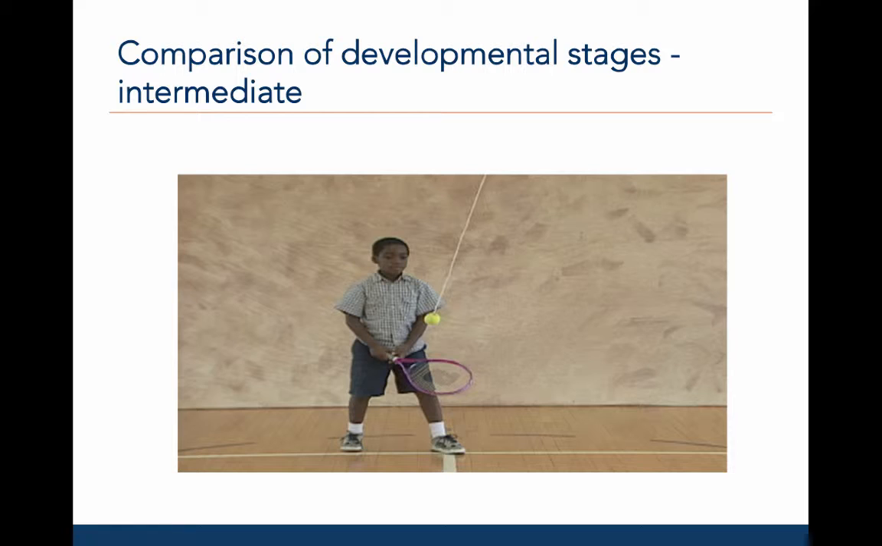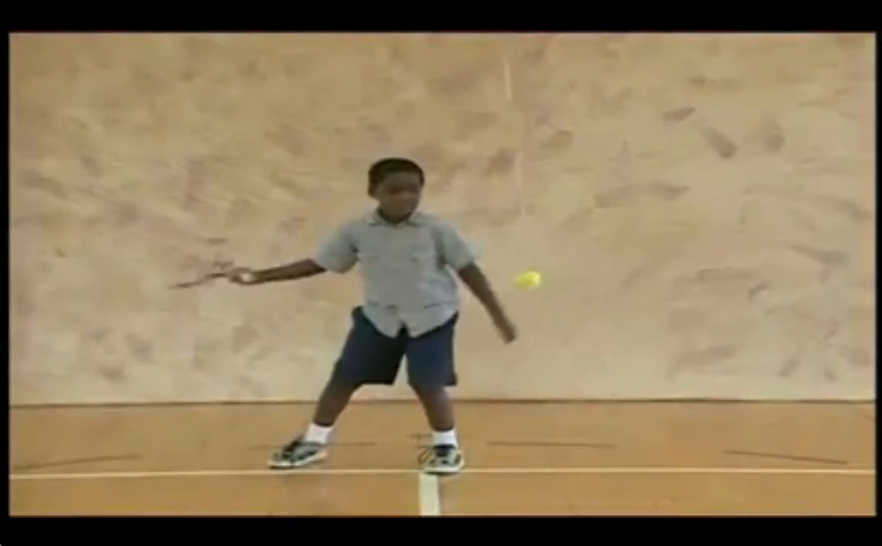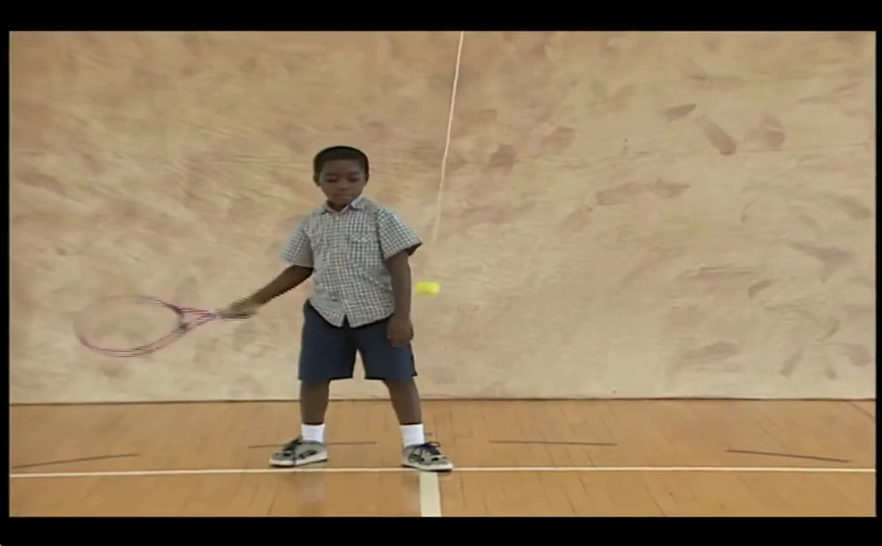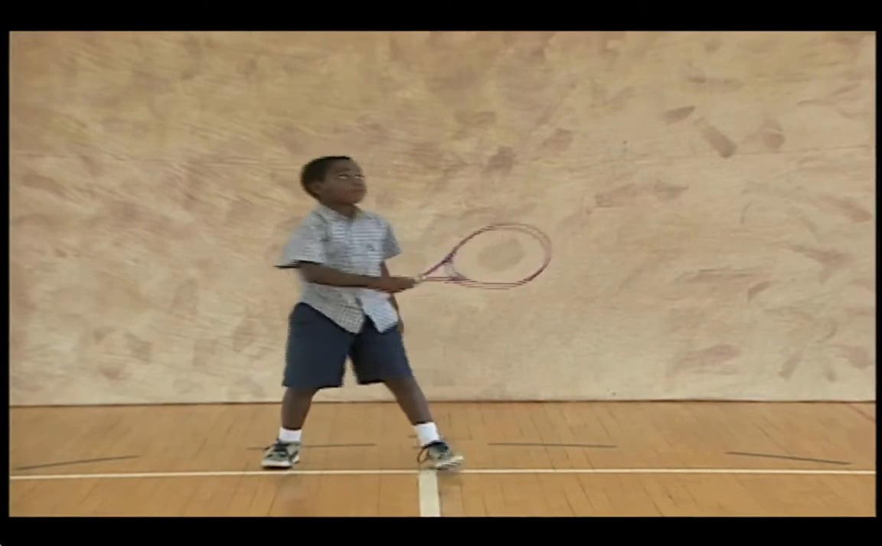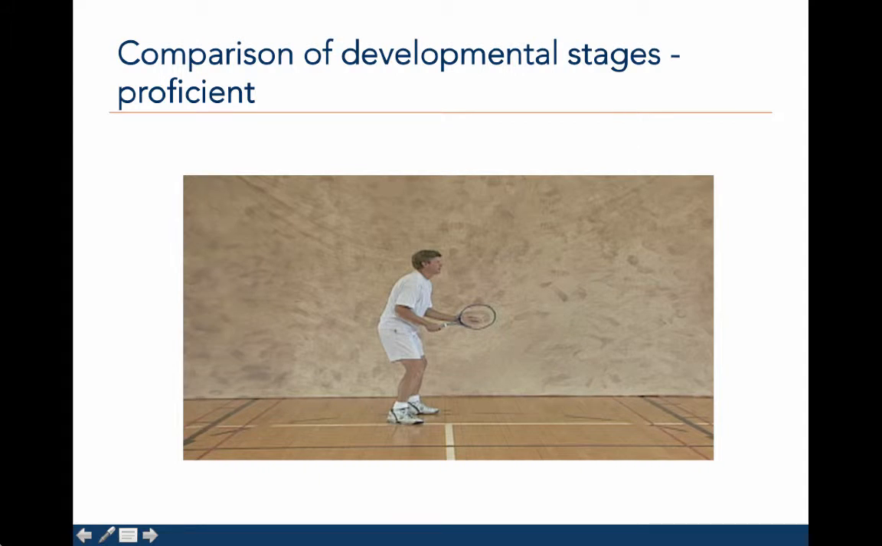Now let's observe an intermediate striker. Again, pay attention to the movements of the legs, trunk, arms, and striking implement. Finally, let's observe an advanced striker. Again, pay attention to the movements of the legs, trunk, arms, and striking implement.